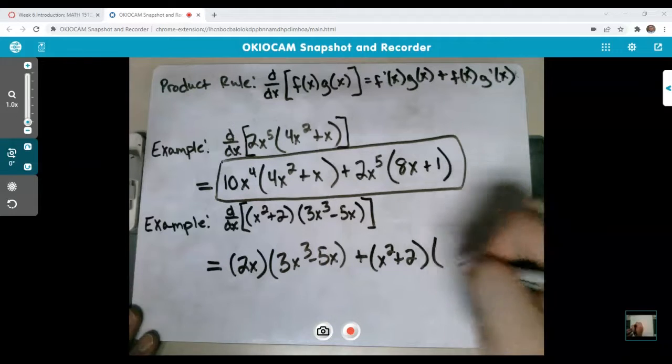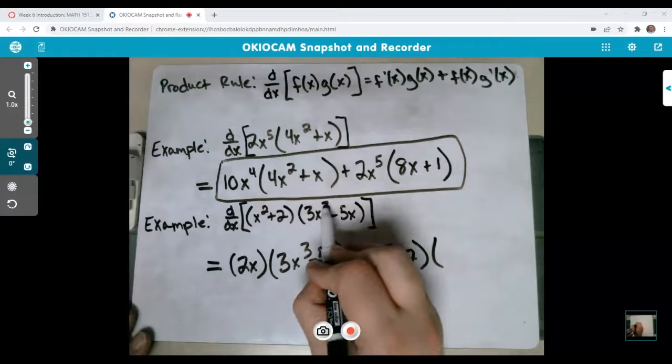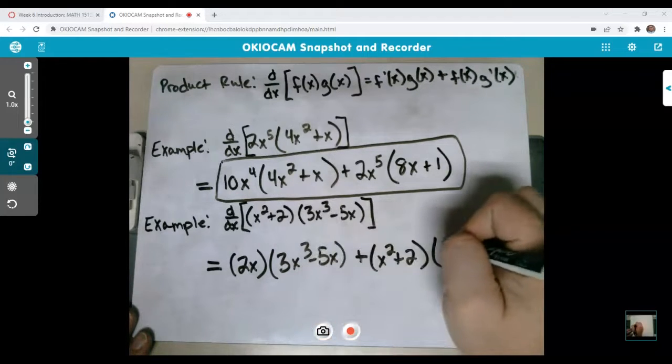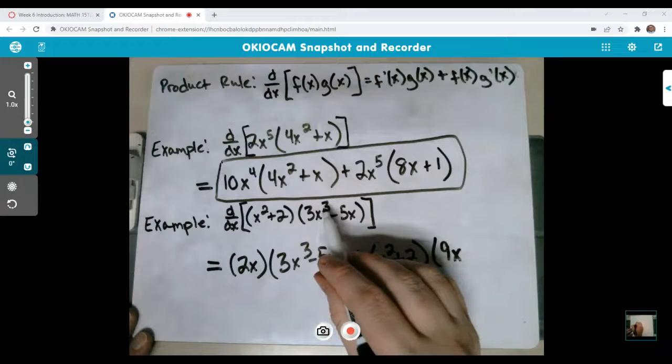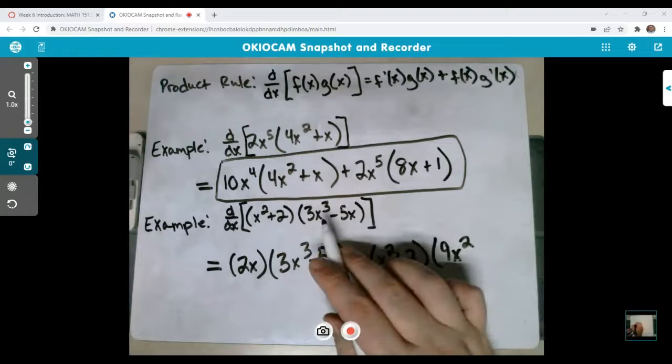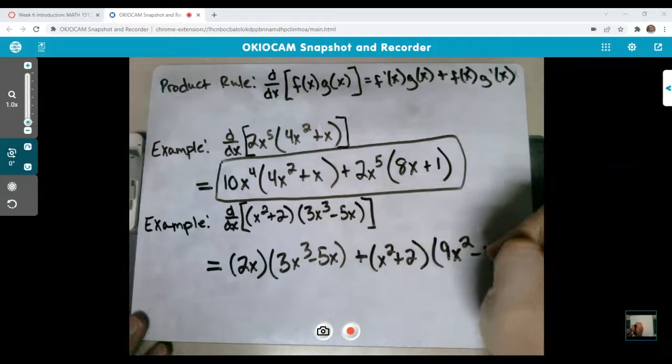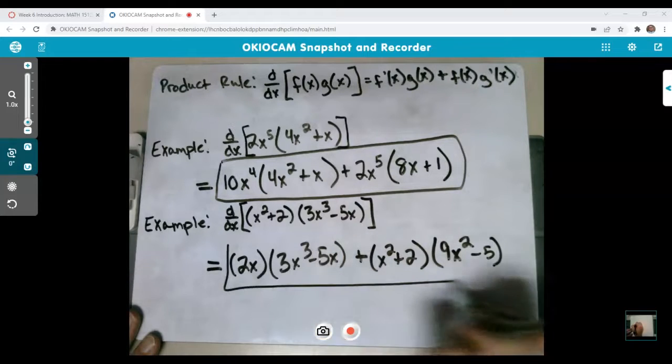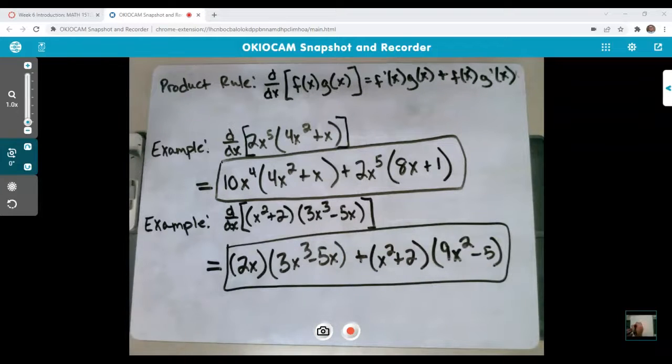So the derivative of 3x to the third, bring my 3 down. 3 times 3 is 9. x to the power of 3 minus 1 is 2. Then the derivative of negative 5x is negative 5. There it is. That is the derivative of that.